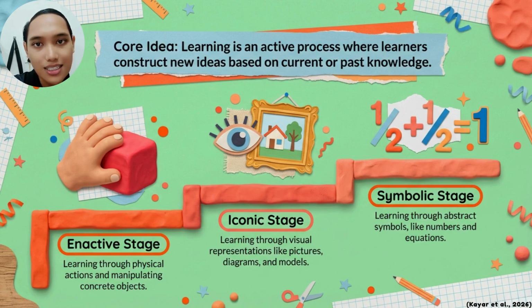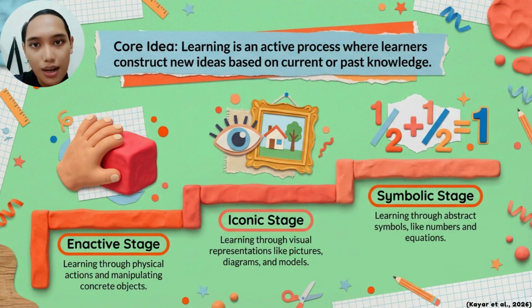Next is the iconic stage. After pupils gain physical experience, we move to visual representation. This stage is symbolized by the icon on the slide. Here, pupils use pictures, diagrams, and models to visualize fractions, and they begin to form mental images, which helps them understand that different visual forms can represent the same fraction value. Finally, we reach the symbolic stage.